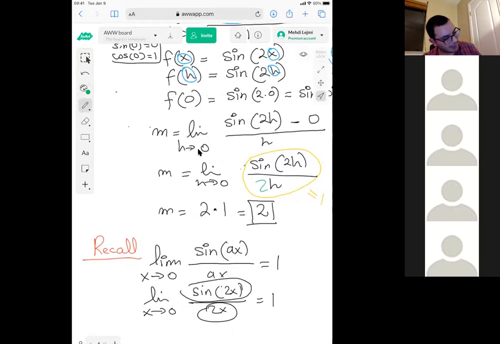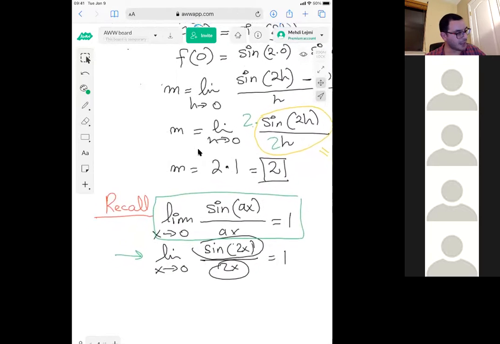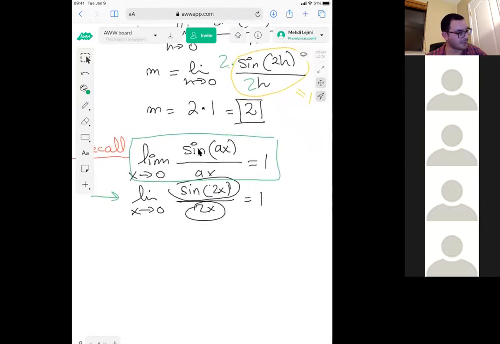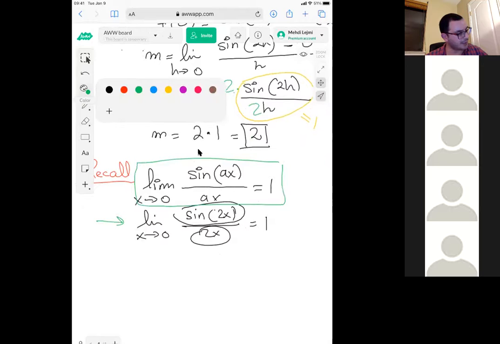So here I make it 2h in the bottom, so I can have the same number of h's in the sine and in the bottom, so that will be 1. But because I multiplied by 2 in the bottom, I need to multiply the top by 2 too, right? So that's why I got 2 times 1, because again I'm using this formula here. So my slope m is 2, so I am almost done. Now I can move to the next step.